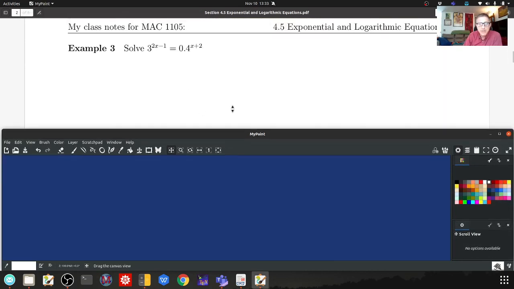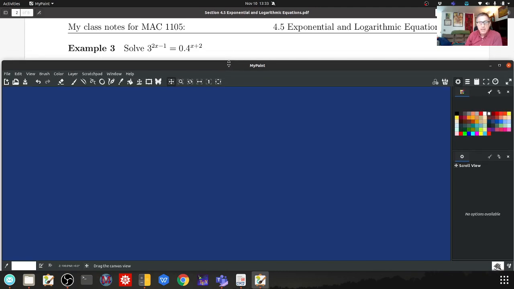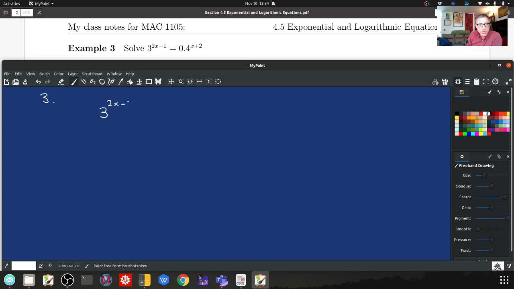If it's less than 5, then you leave it as it is. Okay, so this is another really nice problem. And again, with this one, you could solve it any way you want, but I'm going to go ahead and solve all of my log problems using the natural log. So this is example 3. This is problem 3. So I have 3 to the 2x minus 1. So this polynomial, 2x minus 1, is my exponent. And that's equal to 0.4 raised to the x plus 2.